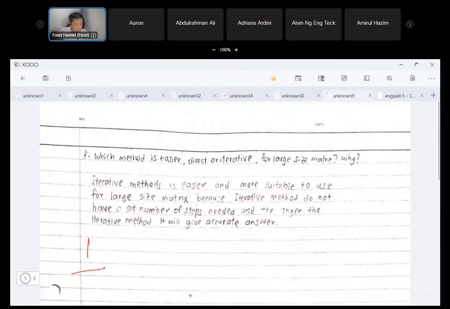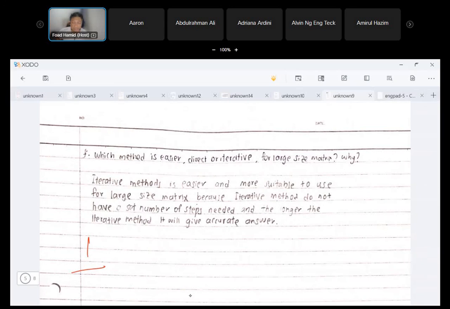Okay, so about which method is easier, direct or iterative? Be very careful. I told you last time that the iterative method is unstable. Sometimes it will not converge. For example, I think I showed you last time.